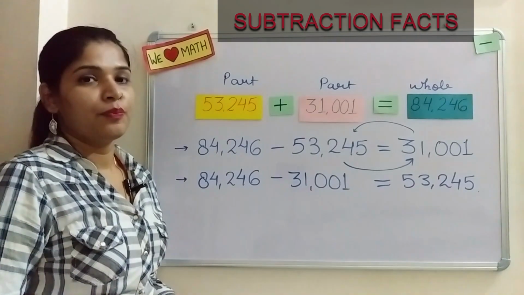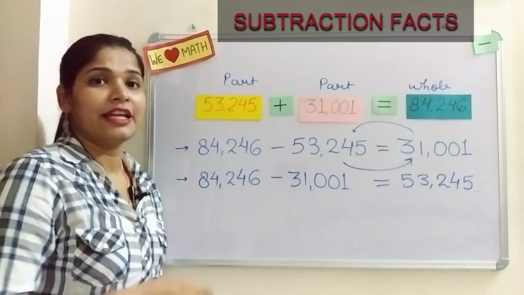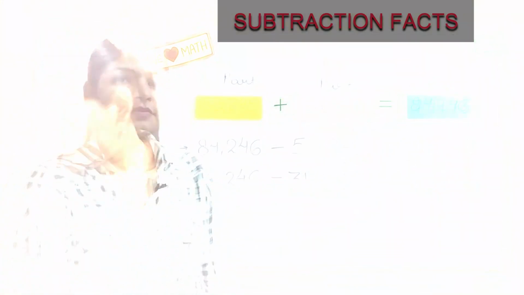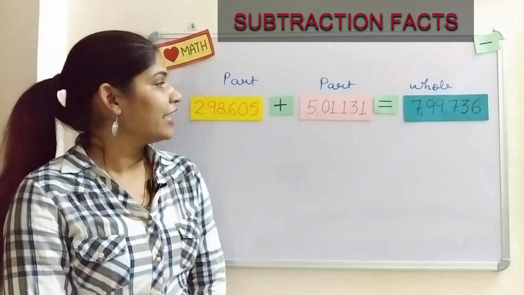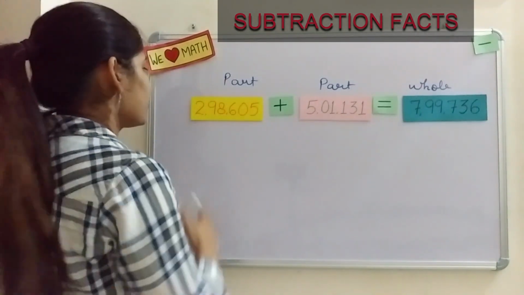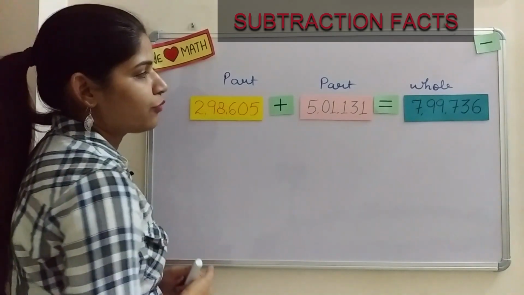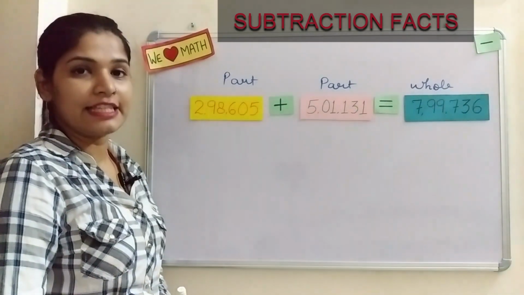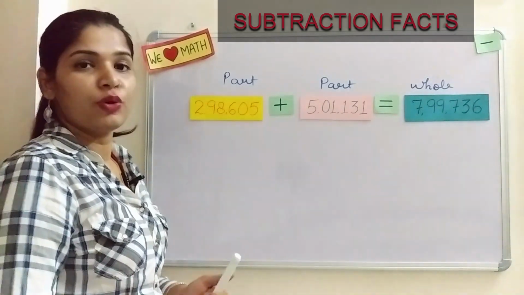Let us take a bigger example, because right now I have taken only 1000 and 10,000 terms. Let me take an example from the lakh terms. So here I have another example with 6 digits in each number, that is in terms of lakhs. So it is 2,98,605 plus 5,01,131 equals 7,99,736. So how to write it down? Yes, it is the same way, no need to worry.